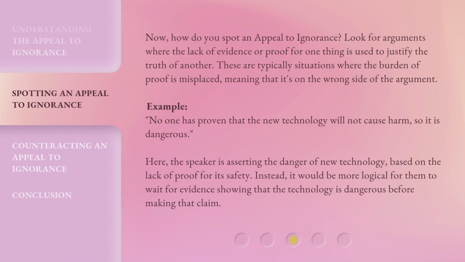Now, how do you spot an appeal to ignorance? Look for arguments where the lack of evidence or proof for one thing is used to justify the truth of another. These are typically situations where the burden of proof is misplaced, meaning that it's on the wrong side of the argument. Example: no one has proven that the new technology will not cause harm, so it is dangerous.